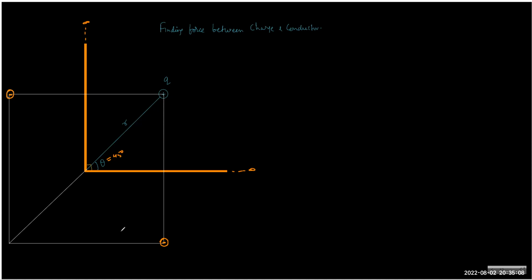Now we are done with the 2 images. The Q will make it minus Q image. This is the minus Q image. But there is one more image on the diagonal, and this image is going to be positive. Why? Because this is the image of image.